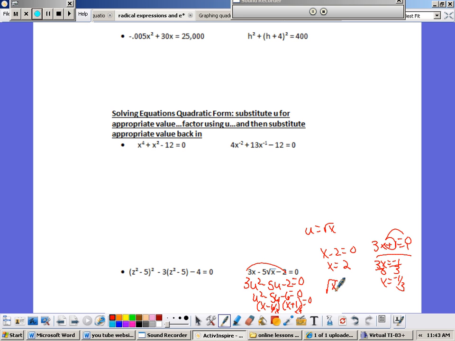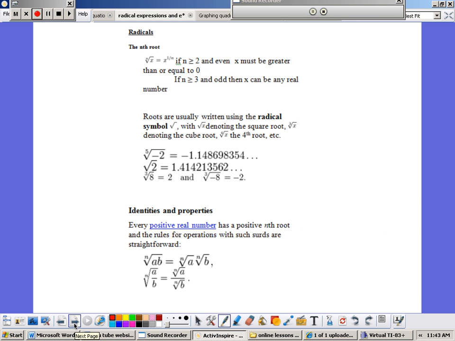Square root of x equals 2. Square root of x equals negative 1/3. How do you get rid of a square root? You square it. So 2 squared is 4. And negative 1/3 times negative 1/3 is positive 1/9. So my answers are 4 and 1/9. u's are very useful. When I was growing up, I wasn't sure they were useful, but the more I go on, the more I know they are. Okay, so now it's your turn to try.